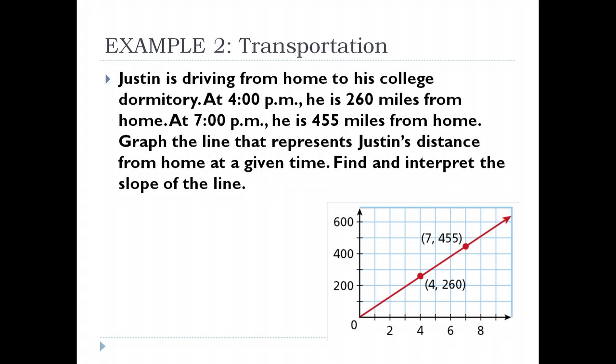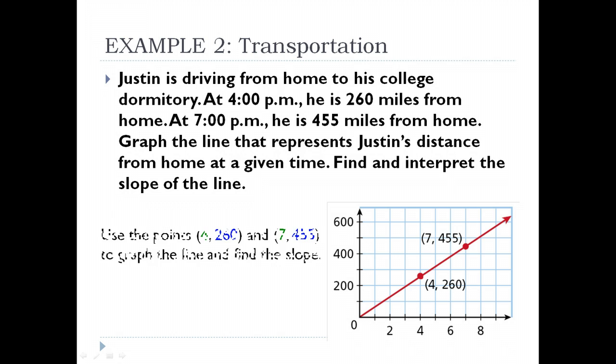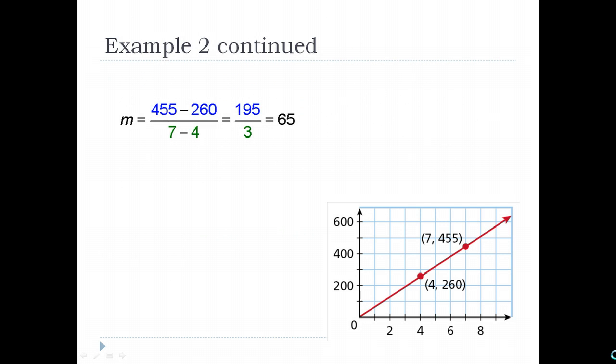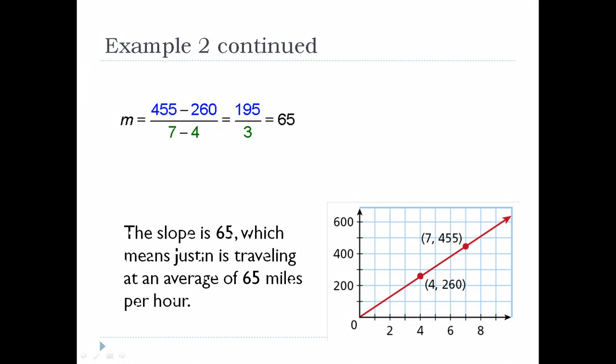455 miles away. So let's interpret the slope of the line. If we use those points, 4, 260, and 7, 455, we have that his slope, the rate of change, is 65. He is traveling at an average of 65 miles per hour. And we hope that's below the speed limit.